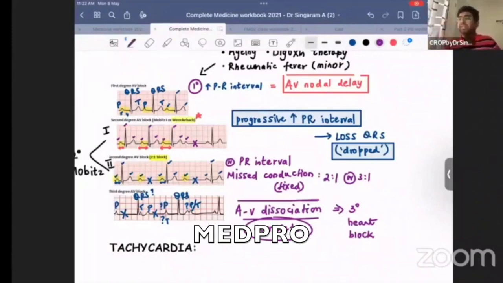And third degree heart block is a complete heart block where you don't have any relation between P wave and QRS, or there is no correlation between the atrial and ventricular depolarization. That is what we call complete AV dissociation or third degree heart block. I hope you are able to follow this. Everyone able to follow this, right?